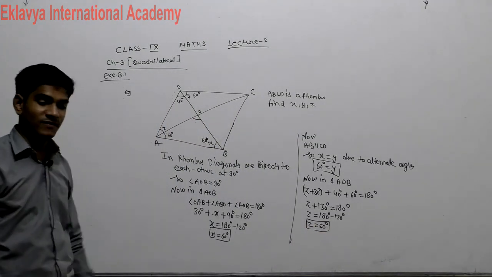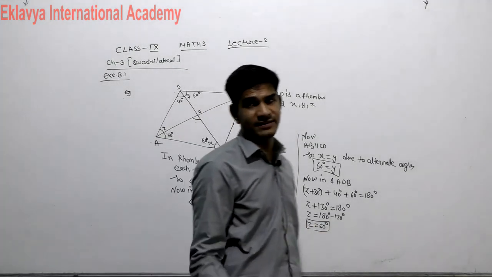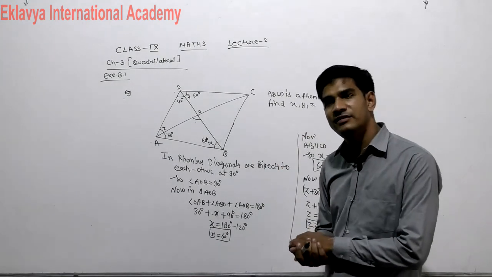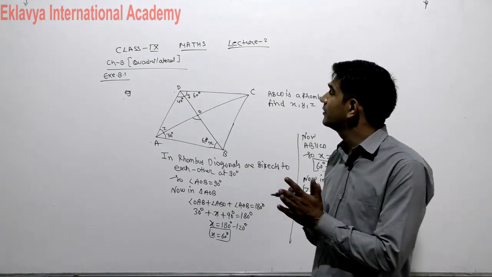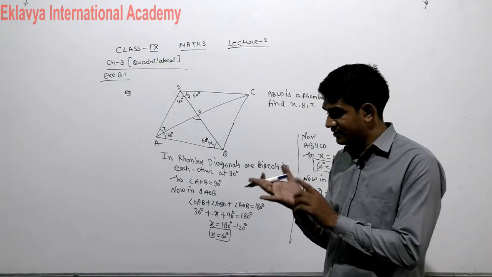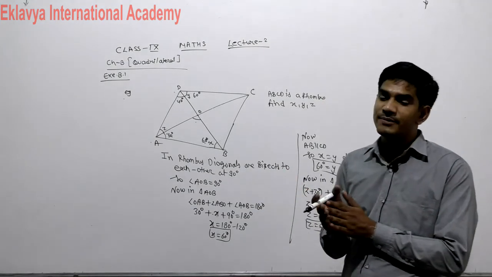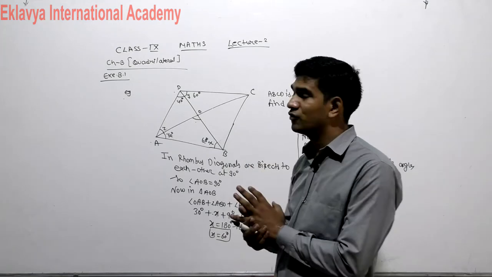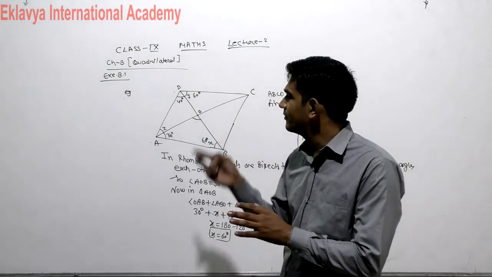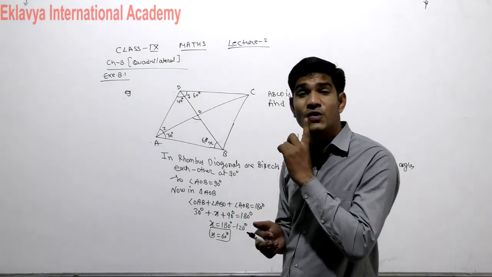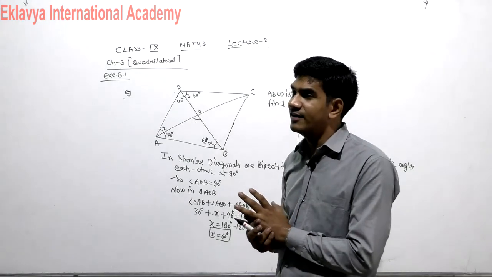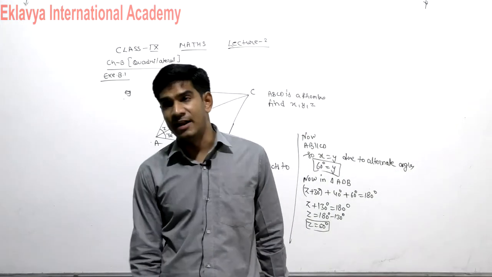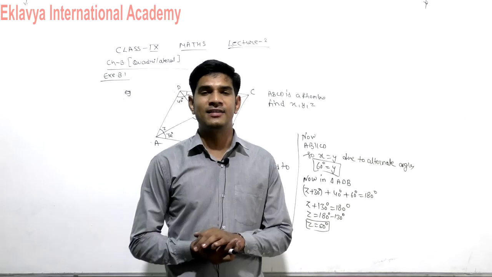So we can easily find out the value of X, Y, Z with the help of the properties of the quadrilateral. Understand? So in today's lecture we discussed all about the general properties of the quadrilateral and questions based on the general properties. So after watching this video, students, you will do questions from exercise 8.1. In next lecture we will discuss the theorem based on the parallelogram. Thank you.